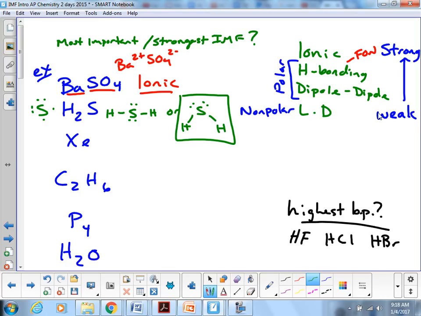Okay. So then, it's polar or non-polar. What is that? Polar. And don't overthink it. Symmetrical or asymmetrical, right? Very symmetrical, asymmetrical. So this is polar. So now it's H-bonding or dipole.